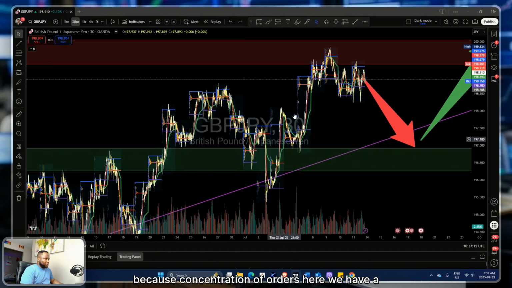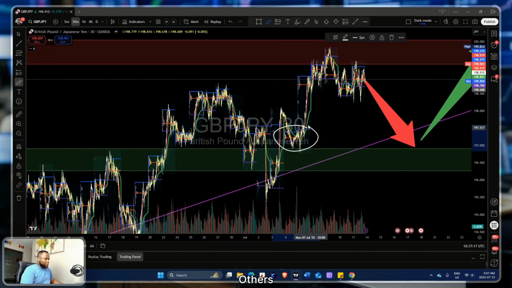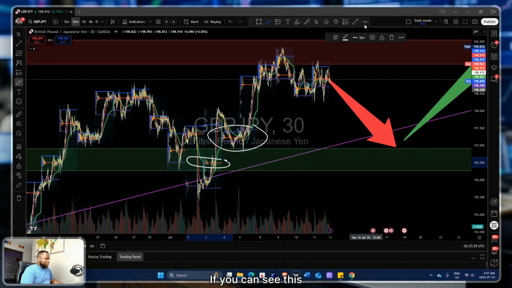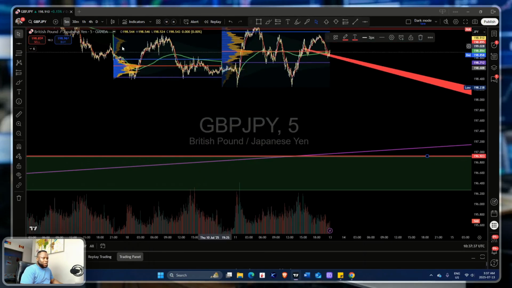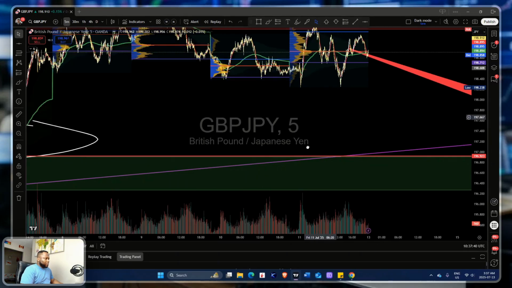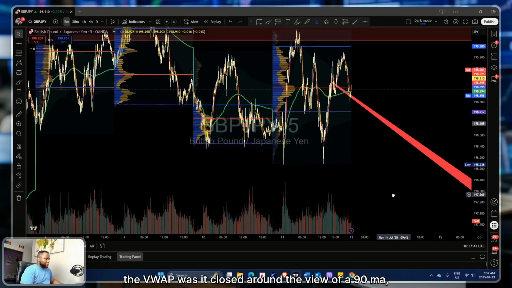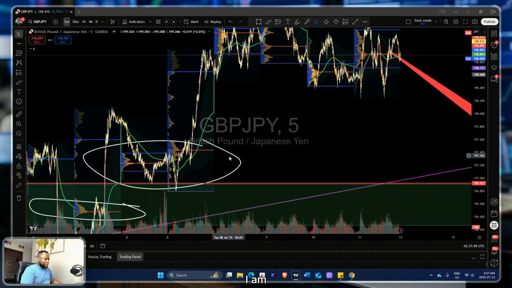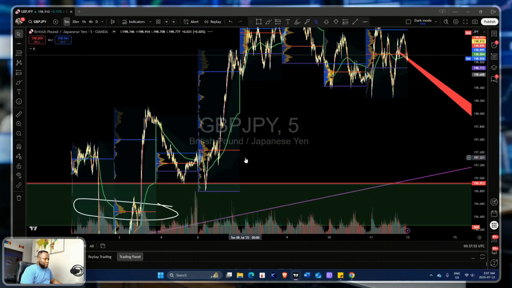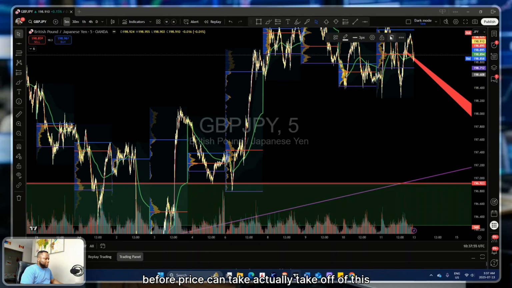Because of the concentration of orders here, we have a little bit of a concentration zone at 196.060, and we also have a VWAP and a second VWAP in this area. This pair closed on the 5 minutes on Friday last week around the VWAP and 9 EMA, which is almost bullish, but I still think we should have a retracement before price can actually take off on this pair.